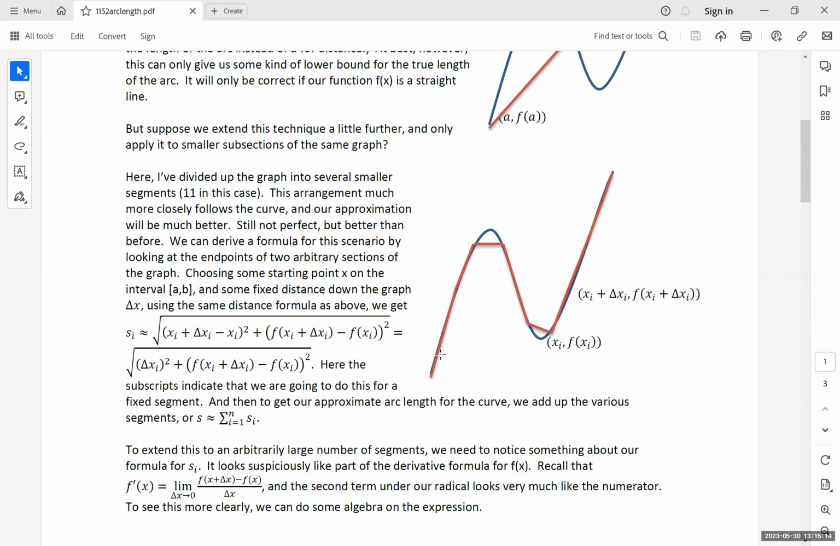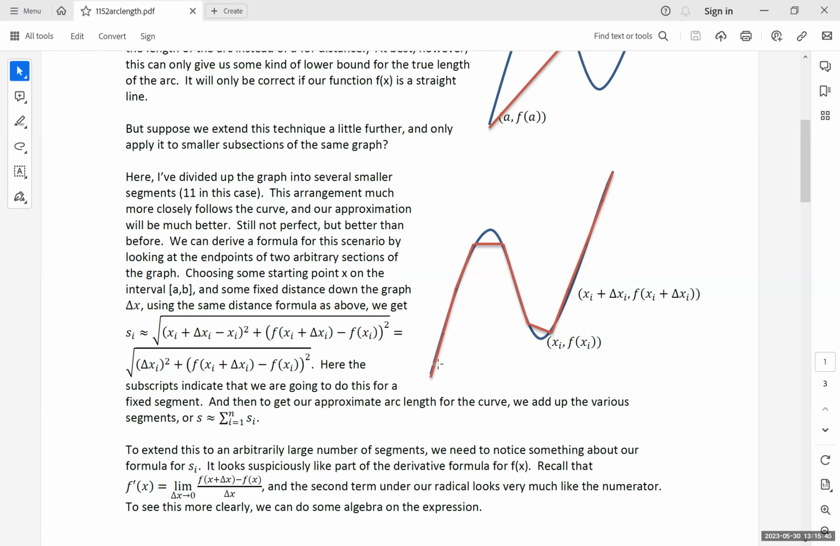Here's one piece right here. Here's the second piece right here. In each of these cases along the curve, I'm picking two points and calculating the straight line distance between them. And then there's another piece here, and here and here and here and here and here. So there's 11 total pieces.